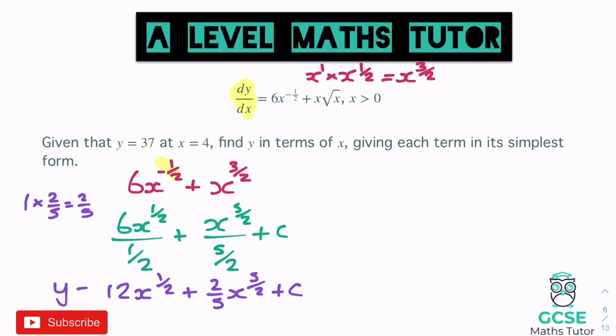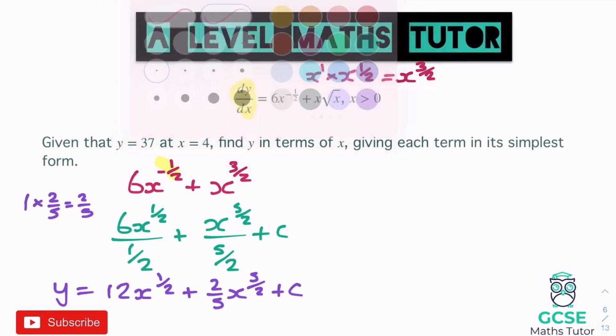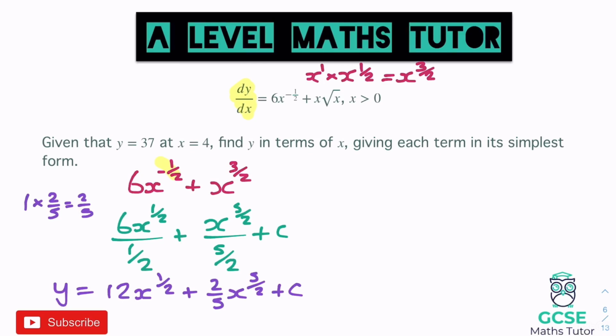We can put the y equals in front of that now. We've got y in terms of x. Obviously we just need to find out what that value of c is. So if we plug these values in, let's see what we get. In our question it says y is 37, x is 4, so if y is 37, we've got 37 equals 12 lots of x to the power of a half.